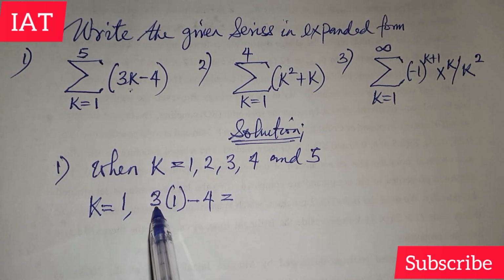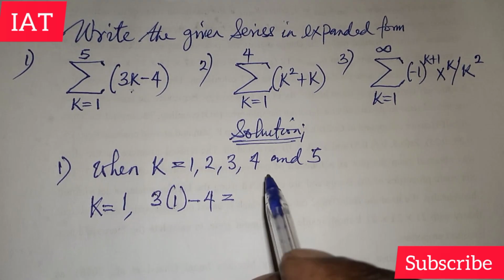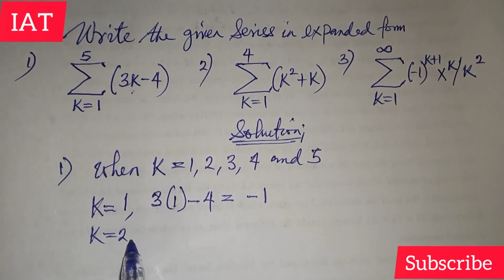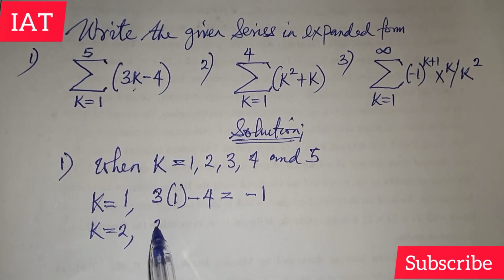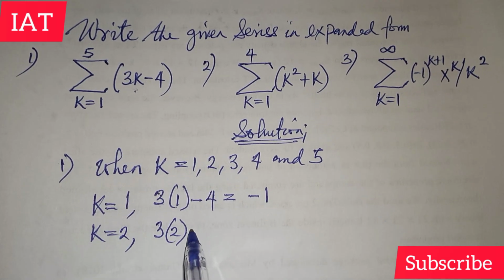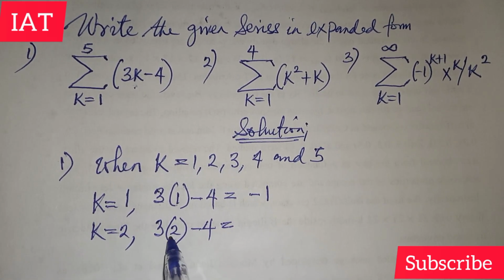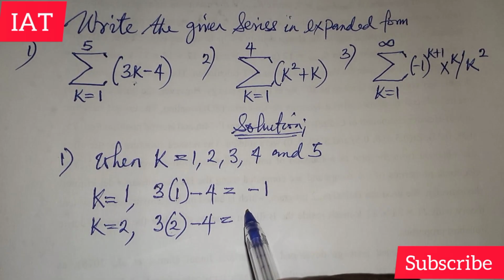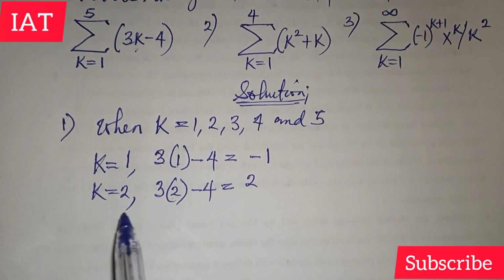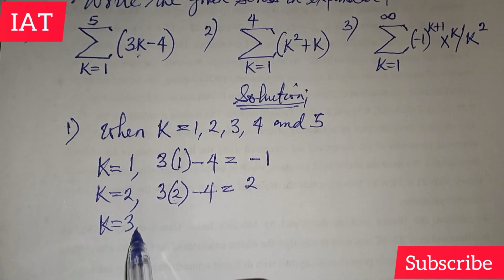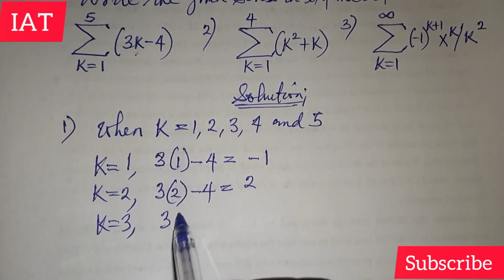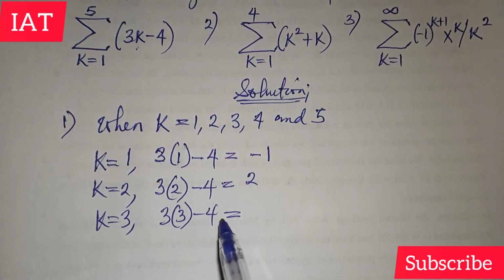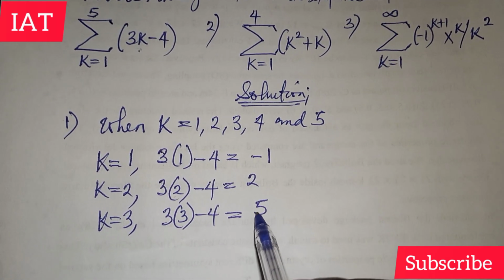And what is the result of this? 3 times 1 will be 3, and 3 minus 4 is minus 1. So when k is equal to 2, what happens? We have 3 into 2 minus 4. If you multiply 3 by 2, that will be 6. 6 minus 4 will be 2. Again, we have k equal to 3. When k is equal to 3, we have 3 into 3 minus 4. This will be equal to 3 times 3 is 9. 9 minus 4 will be 5.